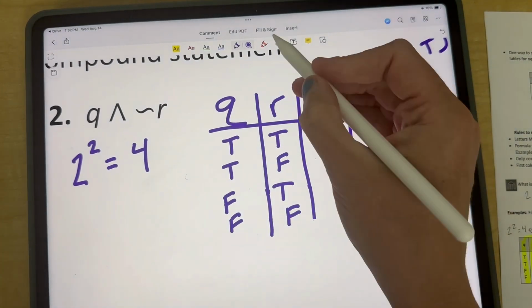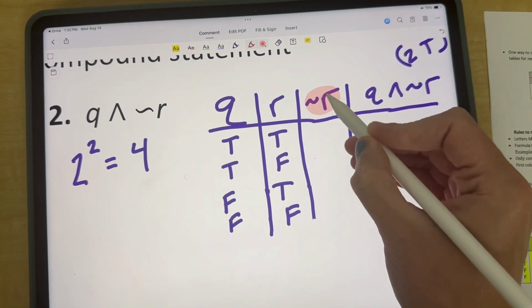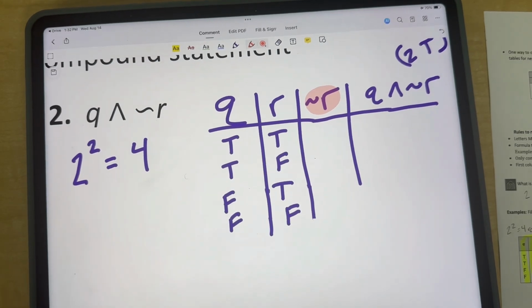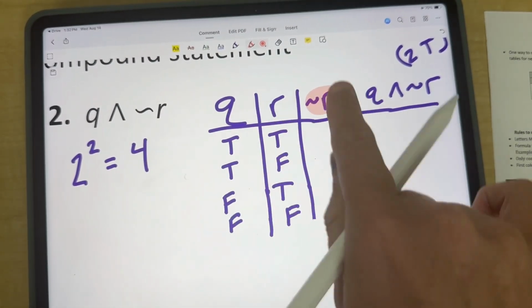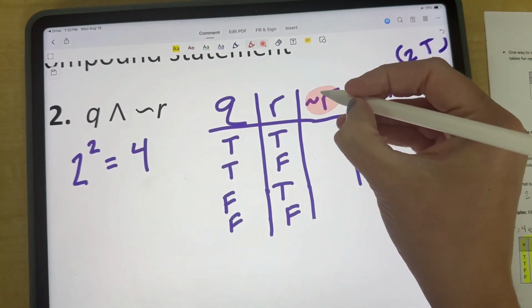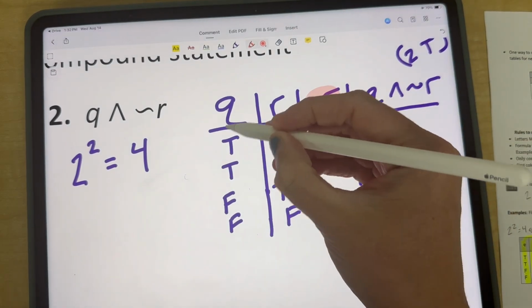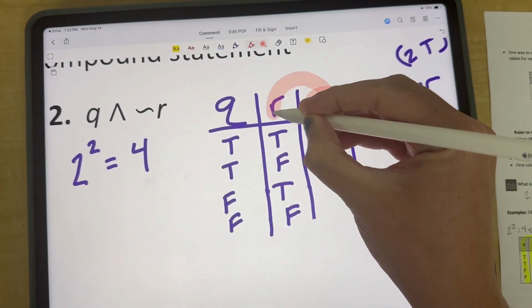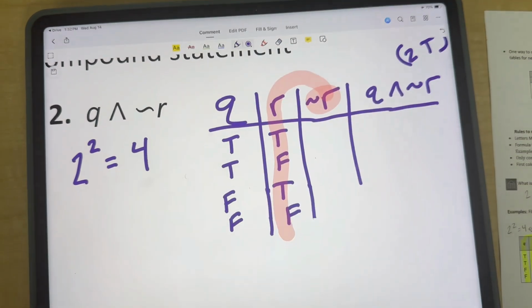All right, this is where our highlighters come in. So the first one we have is not R. I never really deal with this part until I get to this. This is when I start using my highlighters. So not R, do we need the Q column for that? No, we just need to know what R is and do the opposite.